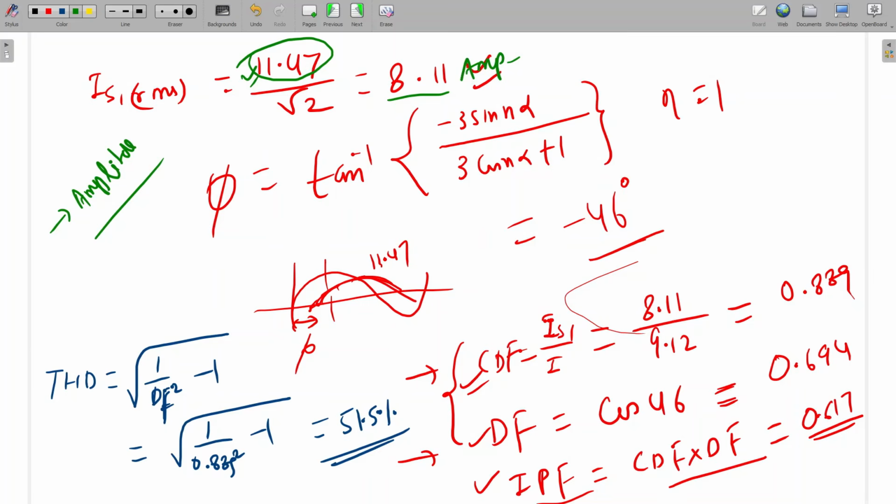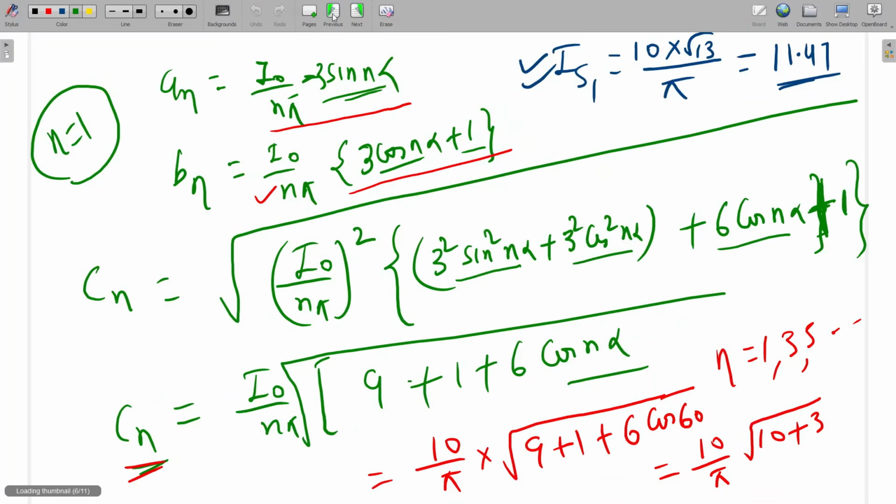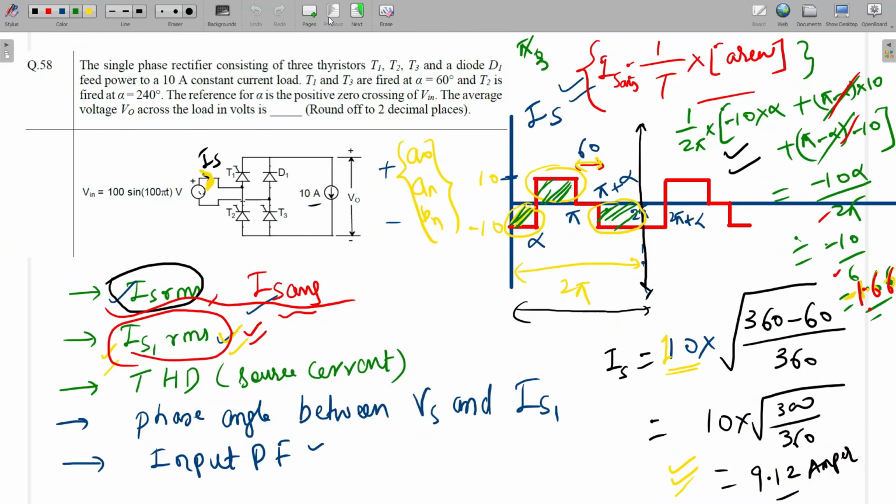Anyone have doubt in this question? Otherwise, we can move to the next question. So this question belongs to which topic, sir? Power electronics. No, sir, that is the subject. Rectifier.